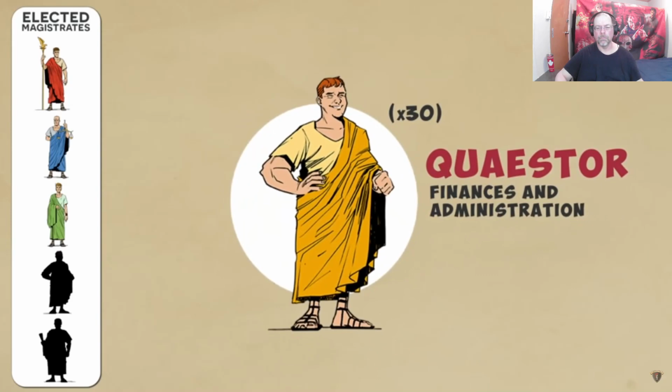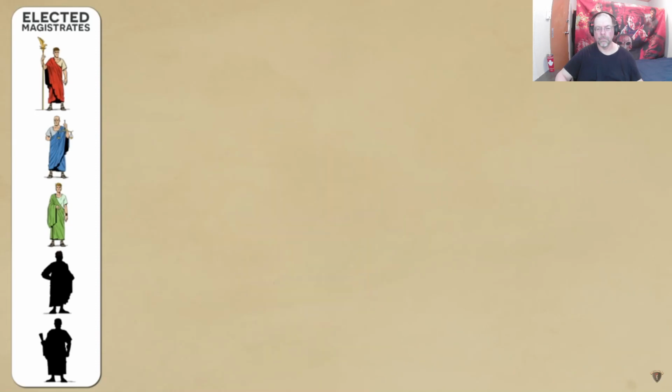Quaestors were financial and administrative officials who maintained public records and administered the treasury. They might be posted at Rome, sent as second in command to a governor in the provinces, or even serve as a paymaster for a legion. As with many other positions, their numbers grew over time and eventually reached 30 by the 1st century BC.